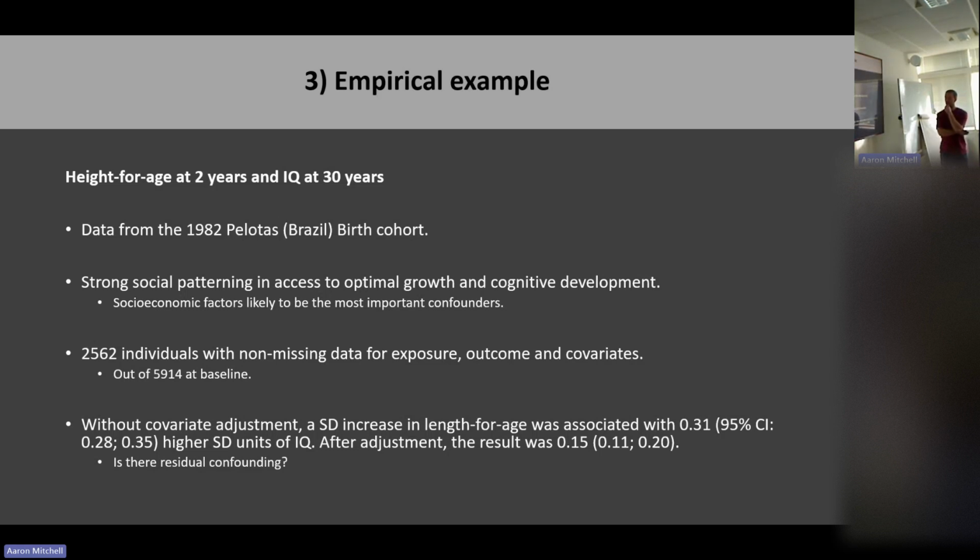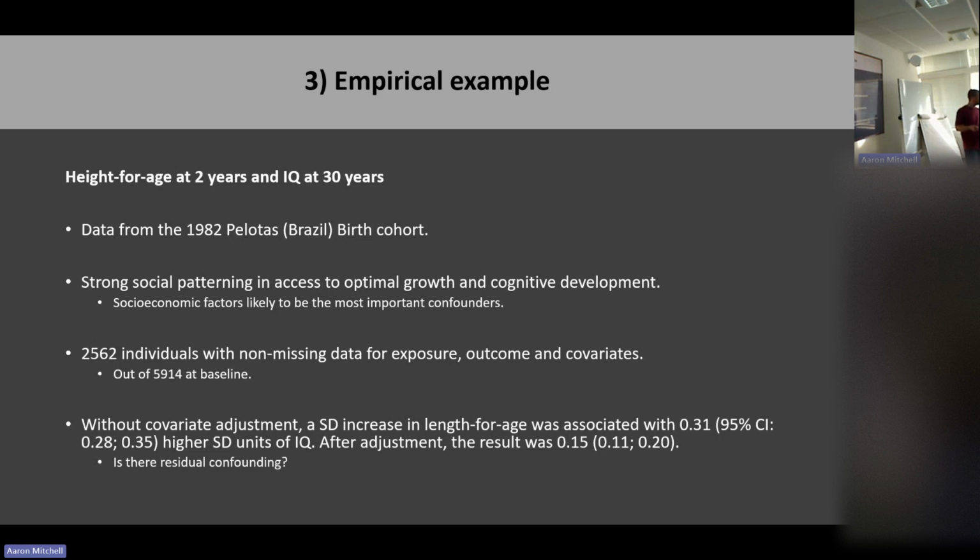So we have data on about 2,500 individuals out of almost 6,000 at baseline. This should ring a bell with regards to one of the assumptions we need about selection. And I'm going to mention the covariates that we selected, but I just wanted to mention the result first. So without covariate adjustment, just looking at the unadjusted association between height for age and IQ, we have that one unit increase in the exposure was associated with 0.3 units of the outcome. And when we adjust for covariates, the result goes down almost by half, or slightly more than half actually. But we still have strong statistical evidence that this association is not zero.